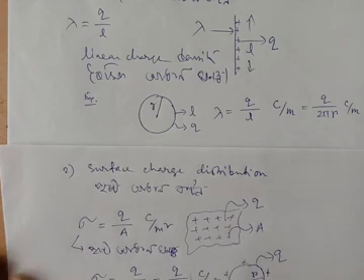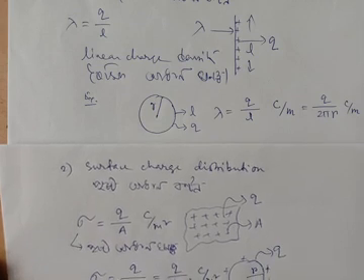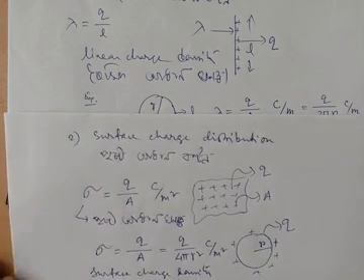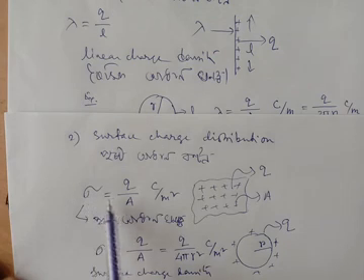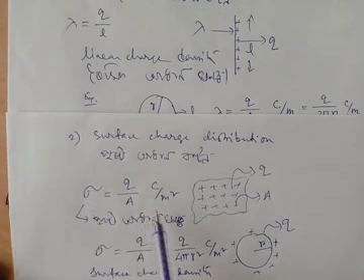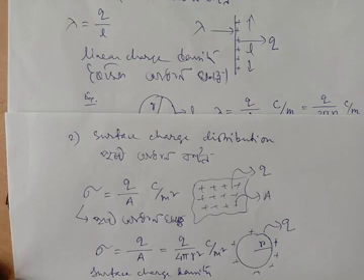Next, surface charge density. Let us consider an arbitrary surface having area A. Suppose Q charge is distributed over the surface uniformly. Then this distribution is called surface charge distribution. And here we will define another quantity sigma, that is called surface charge density. That is defined as charge per unit area and the SI unit is coulomb per meter square.